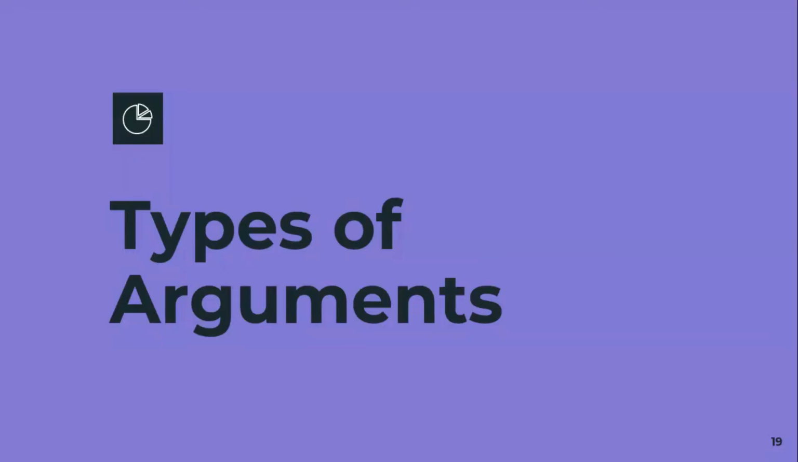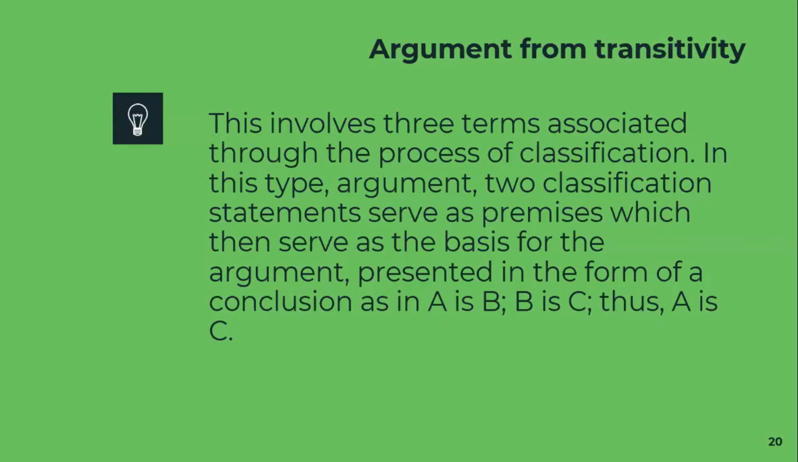And there are various types of arguments. So first is the argument from transitivity. This involves three terms associated through the process of classification. In this type of argument, two classification statements serve as premises which then serve as the basis for the argument, presented in the form of a conclusion, as in A is B, B is C, thus A is C. So argument from transitivity refers to the relatedness of your premises. Since the statements are associated to each other, thus the deductions are interconnected.